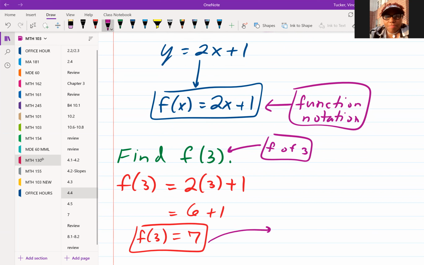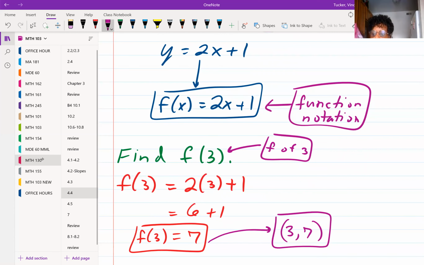F of 3 equals 2 times 3. Okay, got that. Wait a minute. Oh, you finished the problem off. I see. I was right.